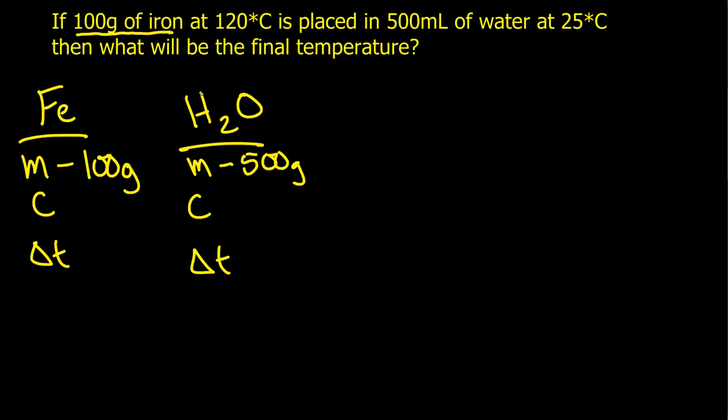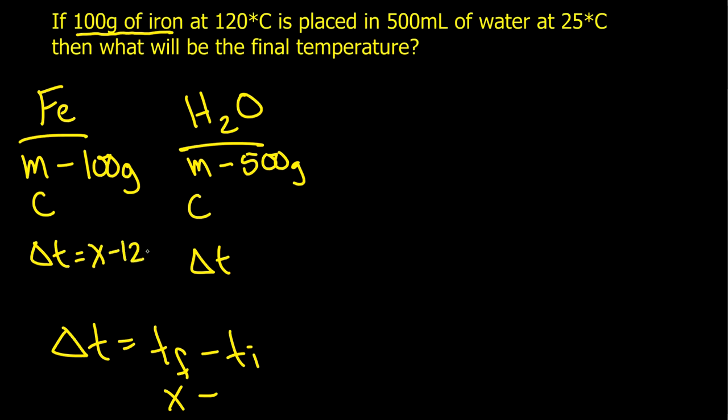What will be the final temperature? Now, delta T is the temperature final minus the temperature initial. So I'm looking for this final, so that's going to be X. I'm going to subtract the initial, and I have two initials, so each substance will get its own version of this little formula. So delta T for iron is X minus 120, and delta T for water is X minus 25.